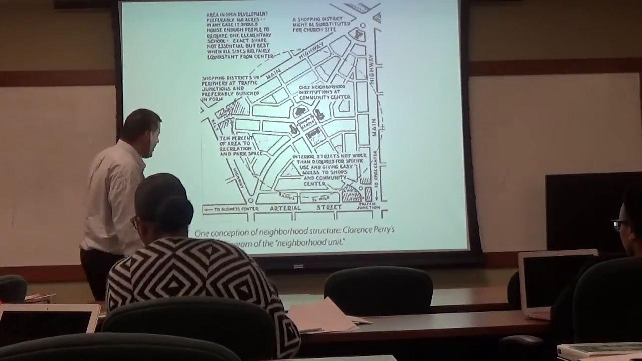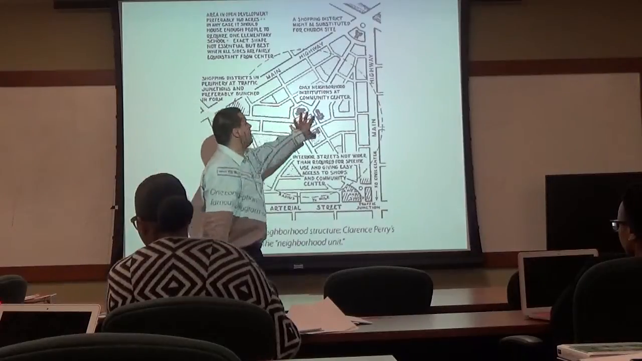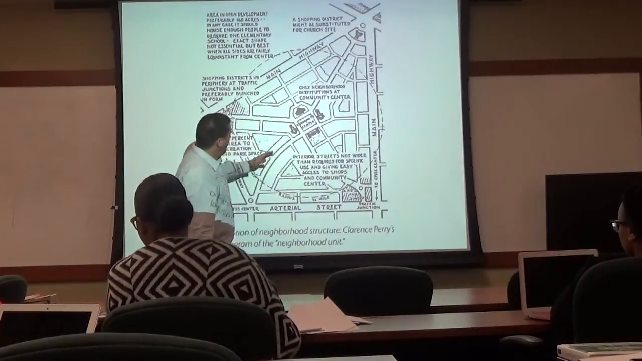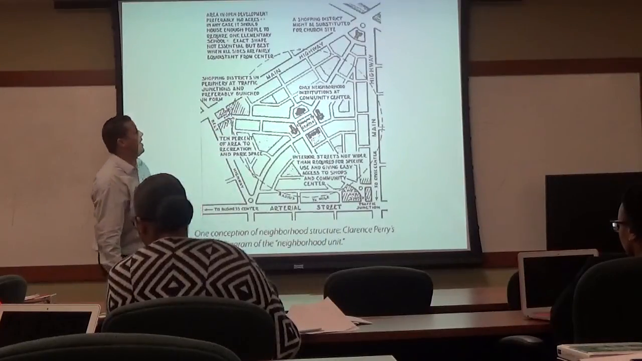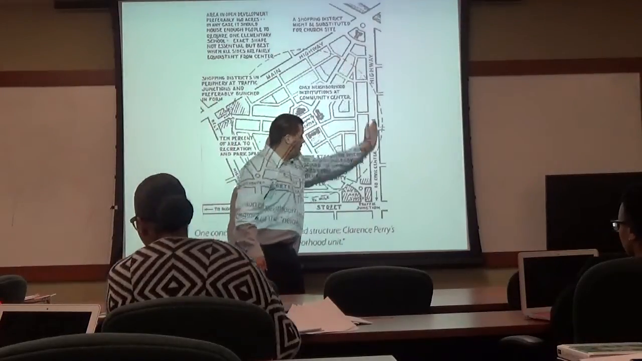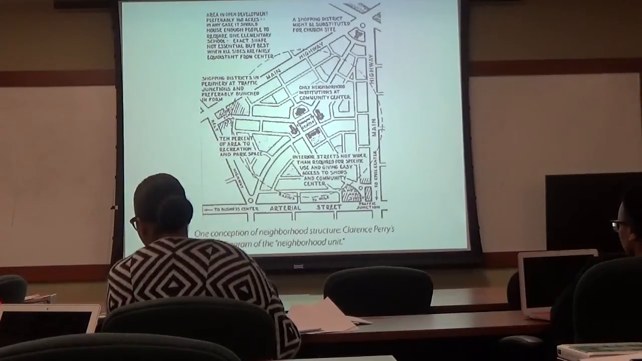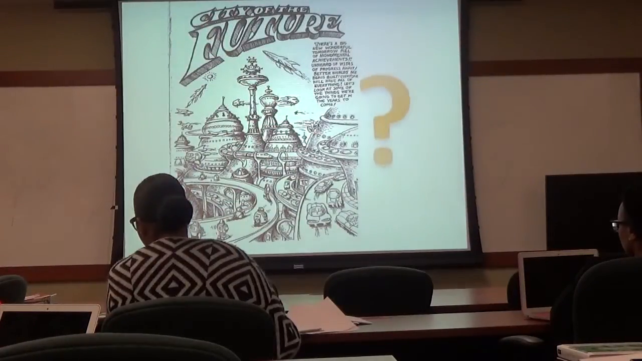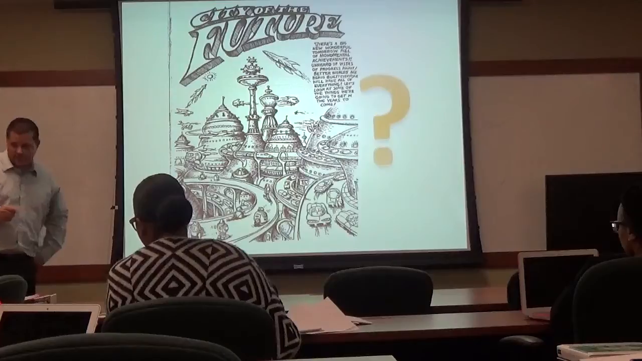old school example here again, the conception of the neighborhood structure, Clarence Perry. Basically again here, a central place, places of worship, a more medieval setup of road patterns, and again a segment, if you look here, this looks like a wedge, like a specific angle. But the future of the city, we're hitting a break soon, guys.